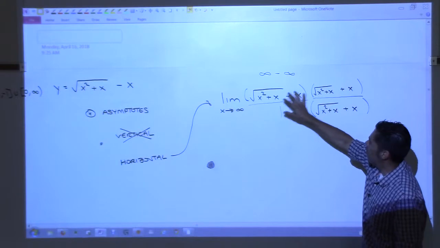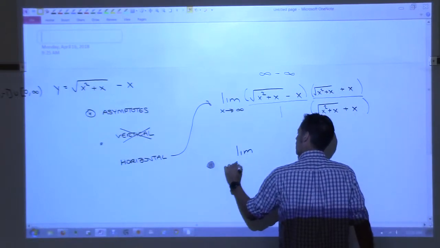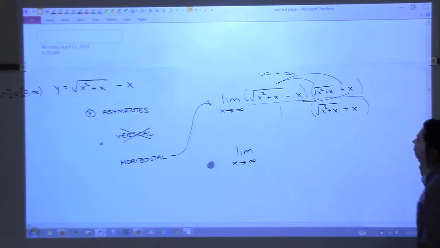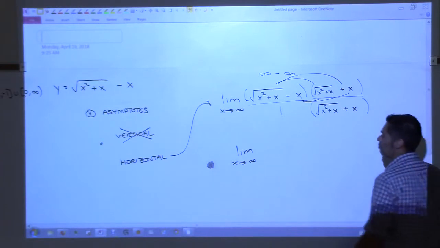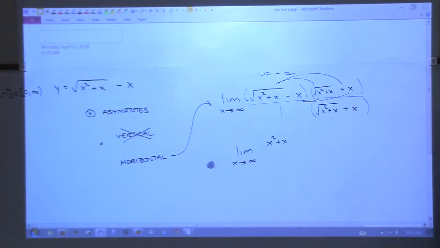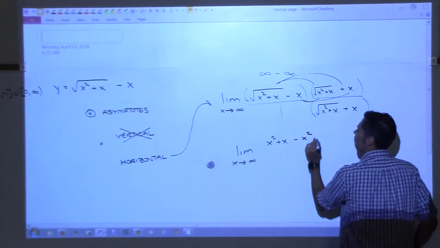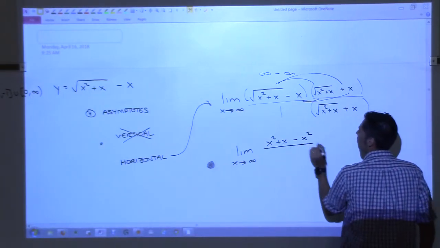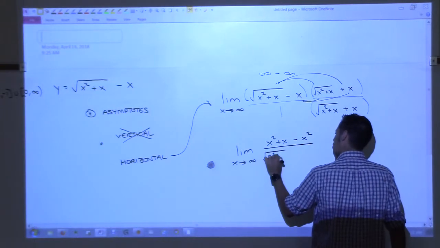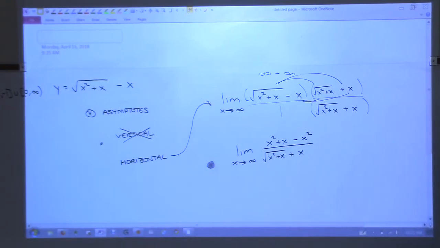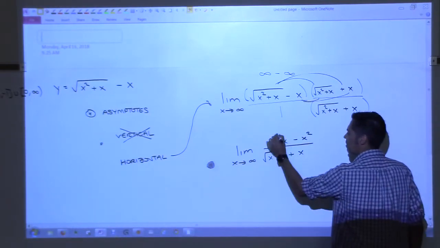Let's multiply this out up top. This is the limit as x goes to infinity. Okay, so here to here, here to here, here to here, here to here. So when we multiply the roots together, the roots go away. X squared plus x. Middle terms, gone. Last term, minus x squared. Yeah? This is all over the conjugate, root x squared plus x plus x. And the top just becomes x, doesn't it? Crap. All right. Can I cancel these?